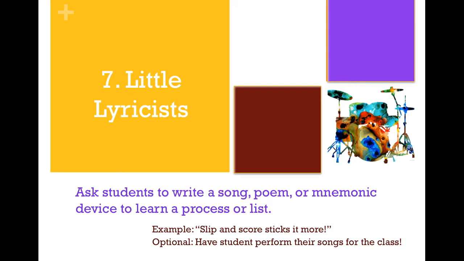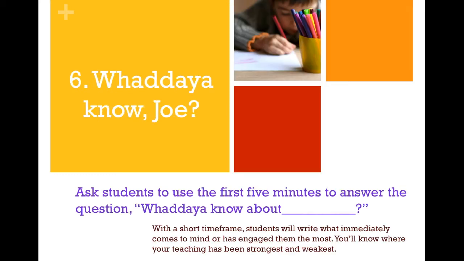Number 7, something I call little lyricists. Ask students to write a song, poem, or mnemonic device to learn a process or a list. Example, slip and score, sticks it more. Another option, have students perform their songs for the class or put together a study guide of all of the mnemonic devices or little songs that kids have used to help them remember art concepts.